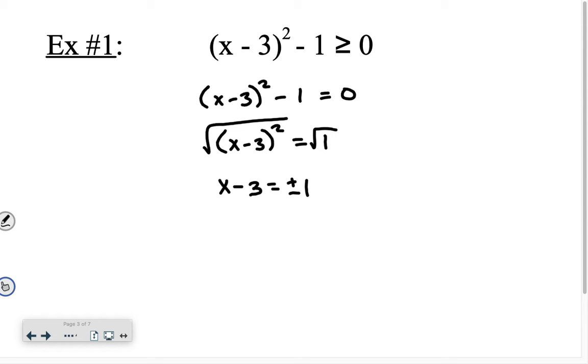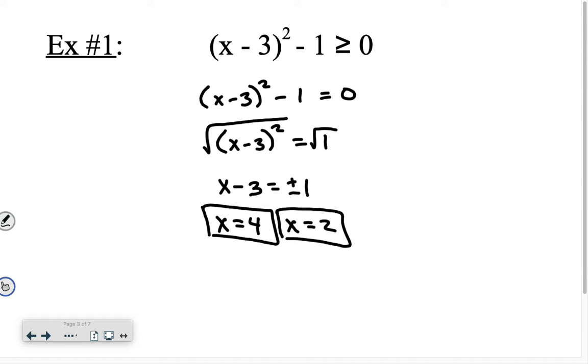And now we finish it off to find our critical points. Add the 3 over. If I'm using the positive one, 3 plus 1 gives you 4. There's 1 critical point. 3 minus 1 gives you 2. There's your other critical point. So those are the 2 values.